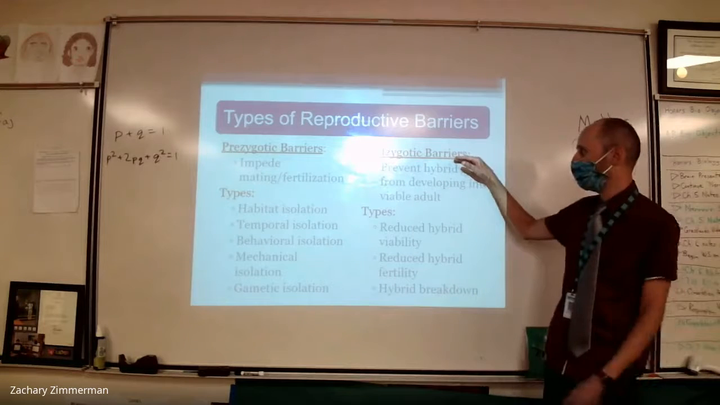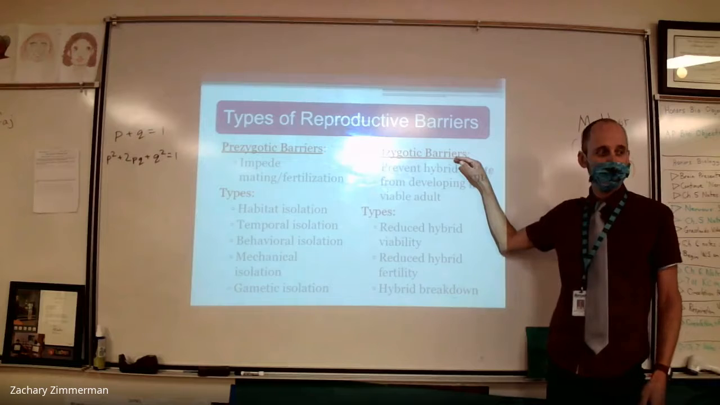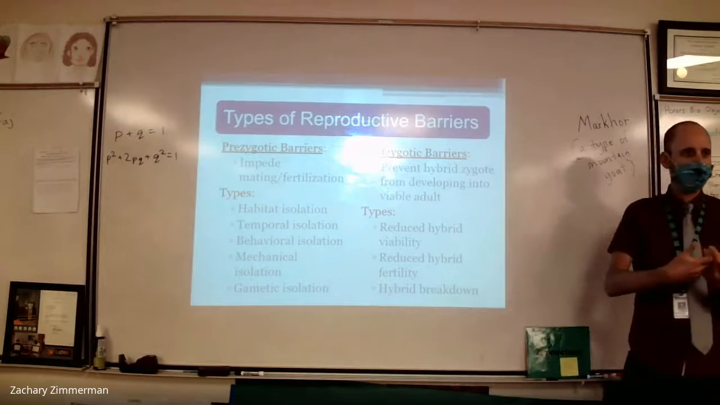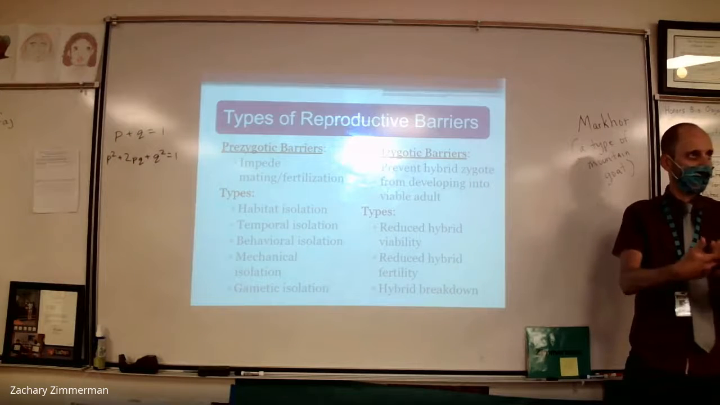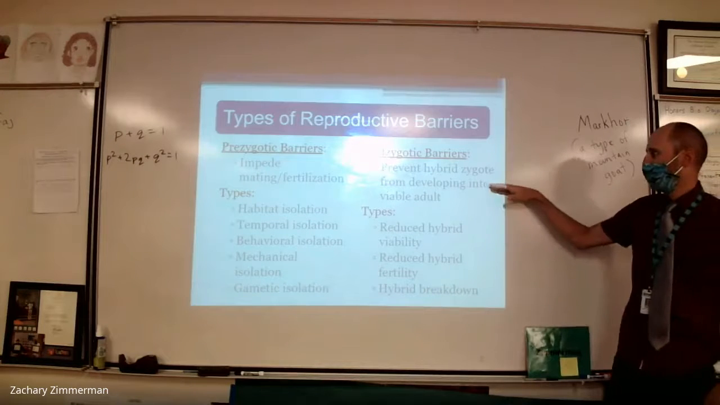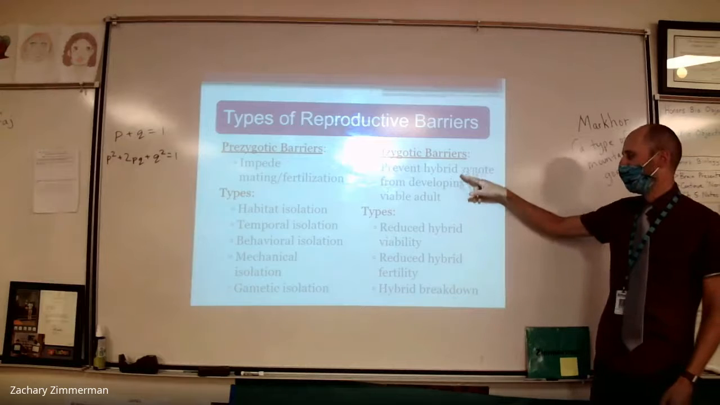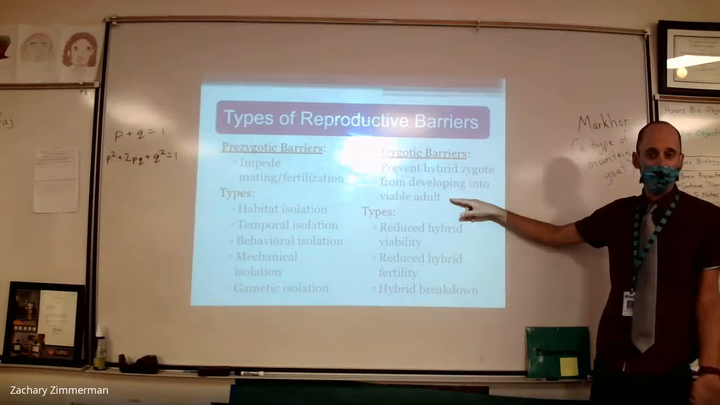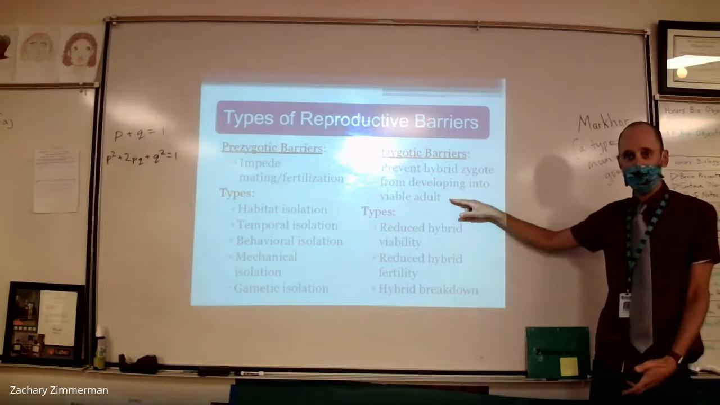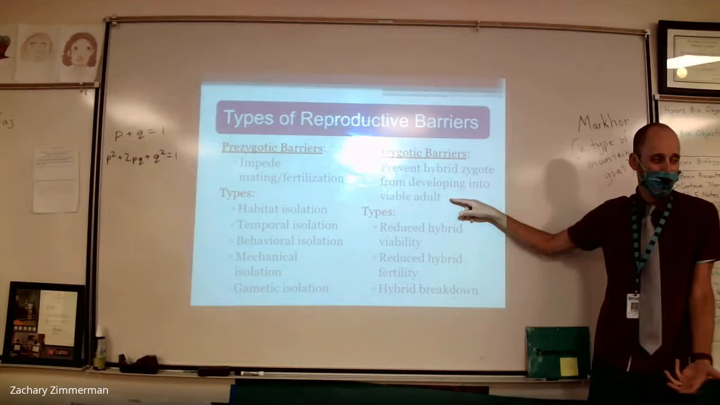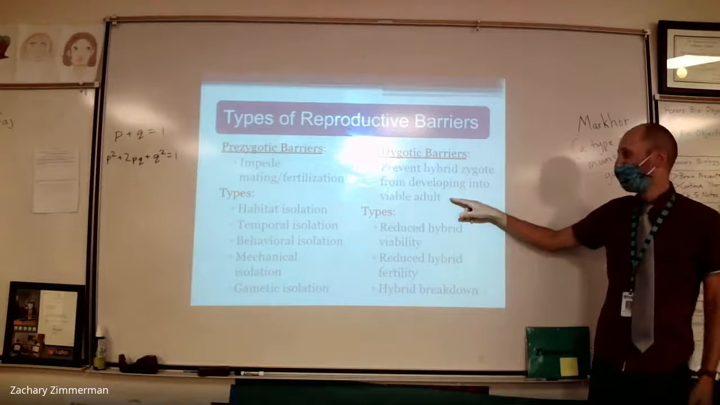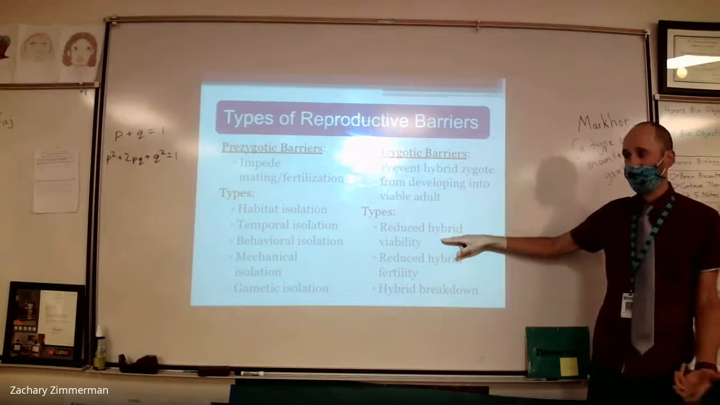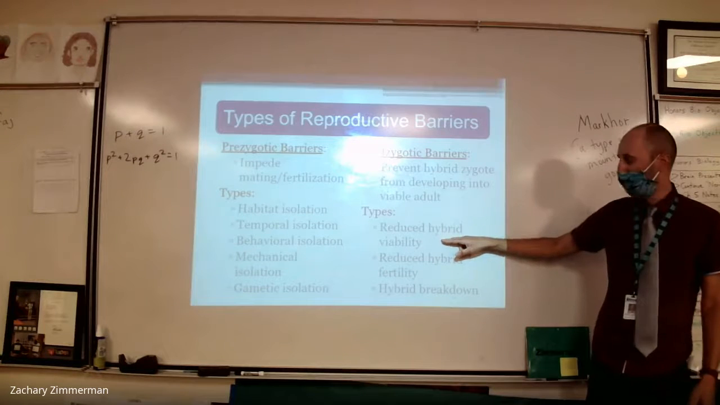Postzygotic, that means maybe fertilization happens, but there are barriers that keep viable offspring from forming or persisting. So you might get a hybrid, but the hybrid may not develop into an organism that can reproduce, or maybe if it's fertile, it might not live long enough. Maybe for whatever reason, it's not healthy. So reduced hybrid viability just means the offspring are not healthy. They won't survive very long.